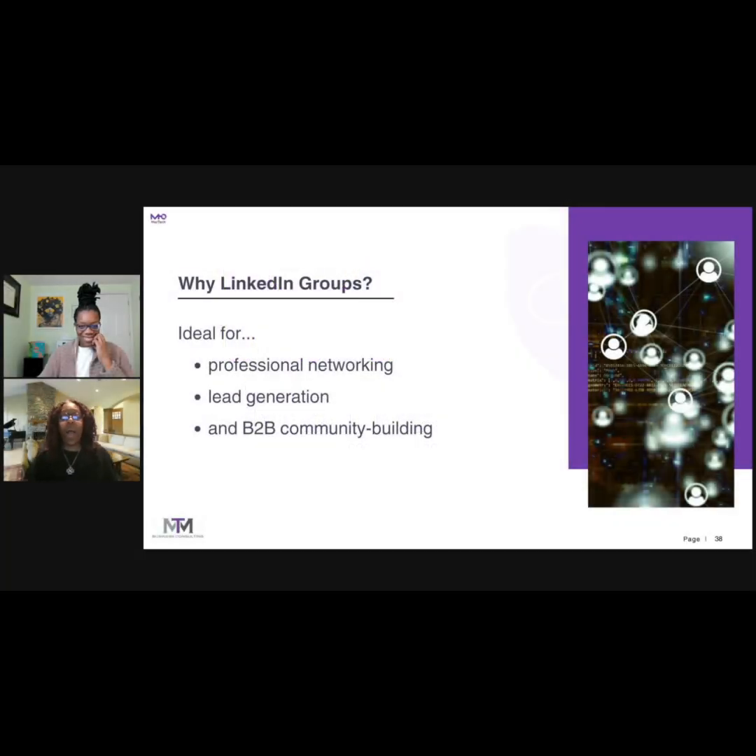Why LinkedIn groups? They're ideal for professional networking, as we know, just like the platform, lead generation done properly, and B2B community building. When we were talking about Flourish wellness coaching, they very well could be coaching within the professional environment, but we were really focusing on a B2C model where Maya would be specifically coaching the individual, who may be a professional, a nonprofit executive, or an entrepreneur. In the case of LinkedIn specifically, we're going to be looking at business to business for sure.